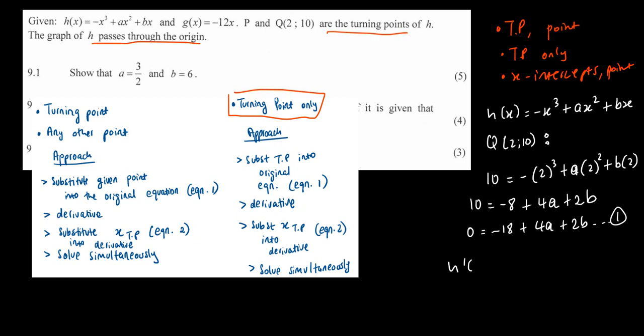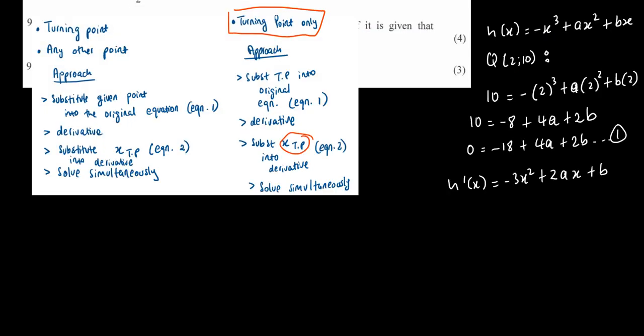If you find the derivative there, it's going to be minus 3x squared plus 2ax plus b. Once you have that, you substitute the x of the turning point into your derivative. So the x of the turning point is 2. We substitute 2 there: negative 3 into 2 squared plus 2a into 2 plus b. So we have negative 12 plus 4a plus b.